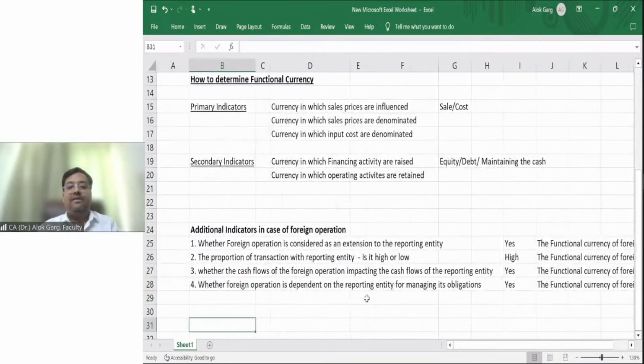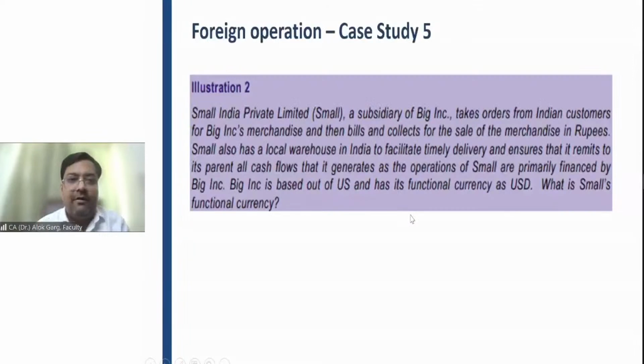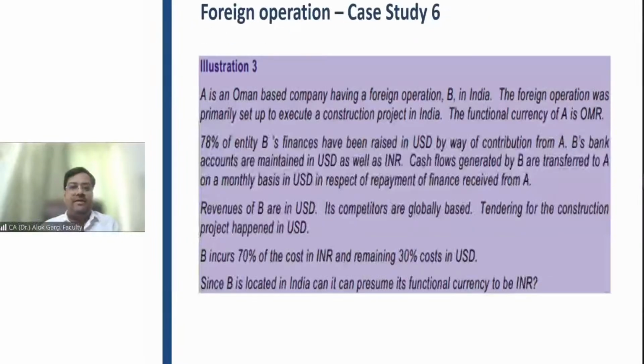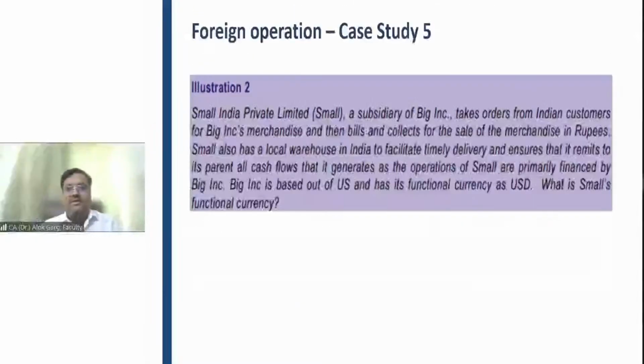I have given you this summary in this Excel file as well, which I am going to upload with the presentation as well, right? Another case study. Let's discuss this case study quickly. Then we will have a foreign currency transaction. Okay.